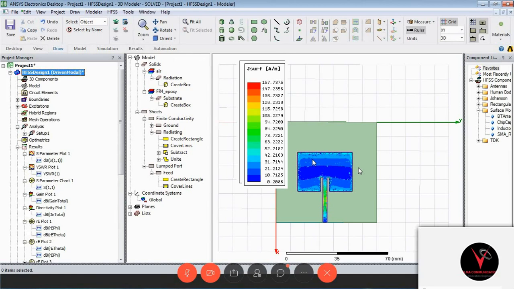Is that the minimum size, sir, or the maximum size? Maximum size, not minimum. Okay, okay.